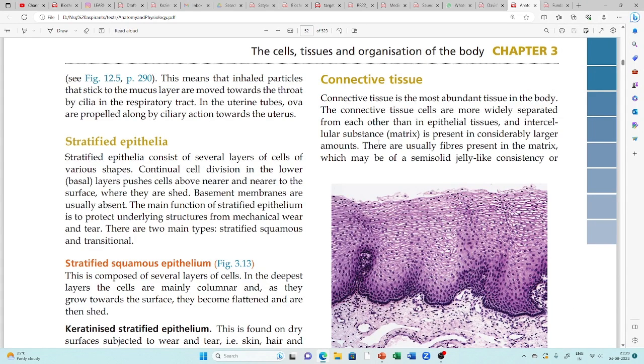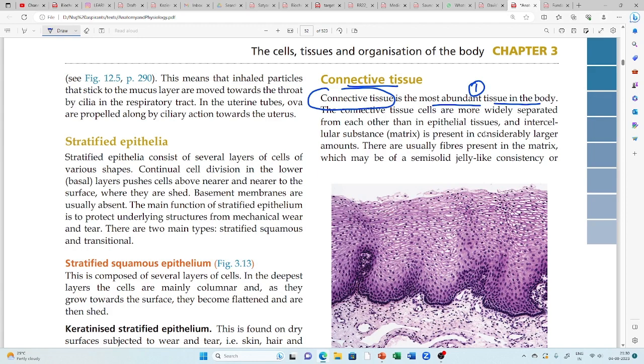Here you can see connective tissue. From the word itself you can understand, it connects something, that is known as connective tissue. Connective tissue is the most abundant tissue in the body. This is a one word question, you may get questions from this area. They may ask which type of tissue is most abundant in the body. That is connective tissue.